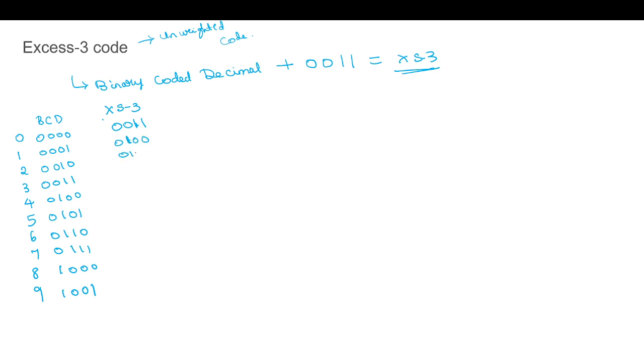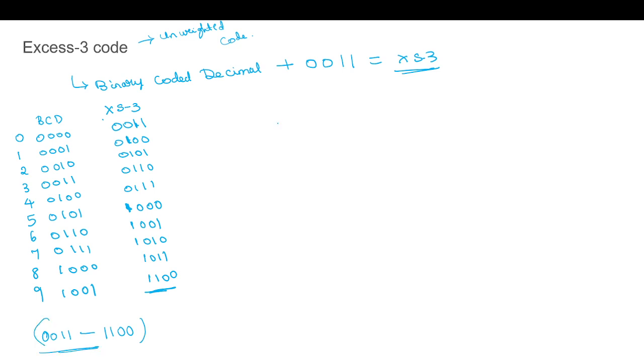In the same way, to every digit we are adding 3. 5 will become 8, 6 will become 9, then 10, 11, 12. So you can see these are the valid XS3 numbers. 0011 to 1100 are the valid XS3 numbers.